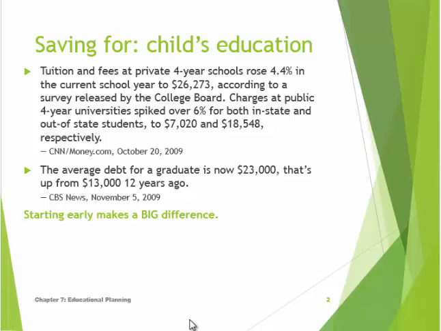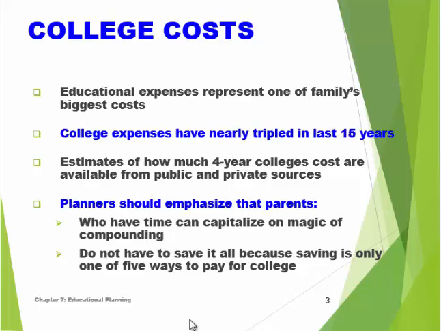You know that the tuition is going up. The average debt, this is in 2009, is $23,000. I'm sure that's up even higher now. As a general rule, the sooner we can start saving for education, the more money we'll have to put towards college education. It's one of the biggest costs of a family.